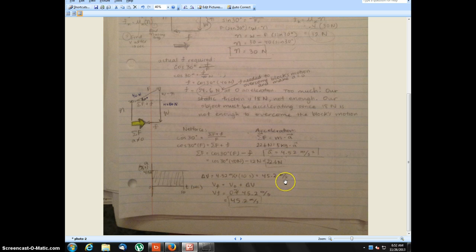And from that, we can calculate our final velocity at time 10 seconds. Our initial velocity plus change in velocity is equal to our final velocity. And we know our initial velocity is 0 meters per second plus our change, 45.2 meters per second. And we get 45.2 meters per second for our final velocity.